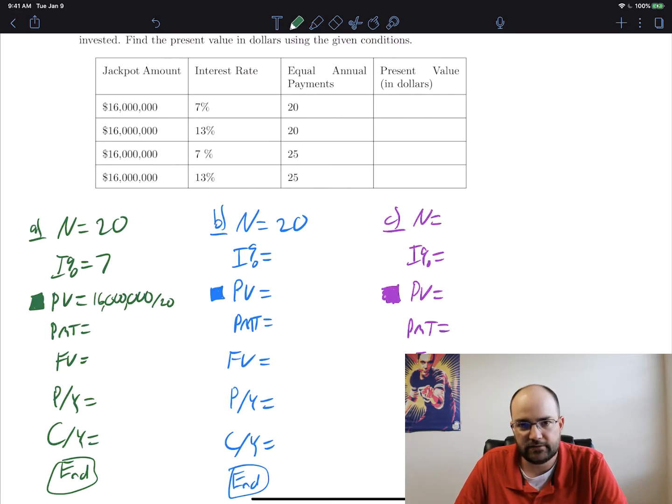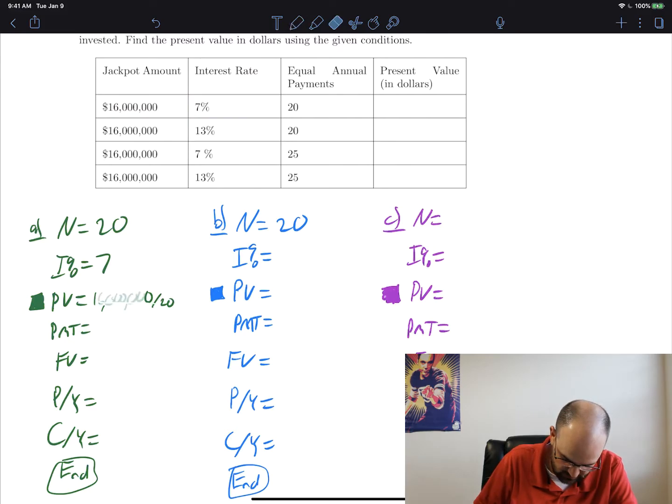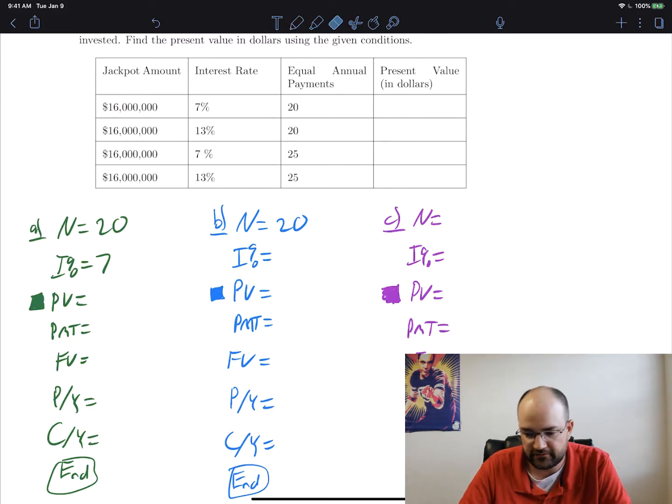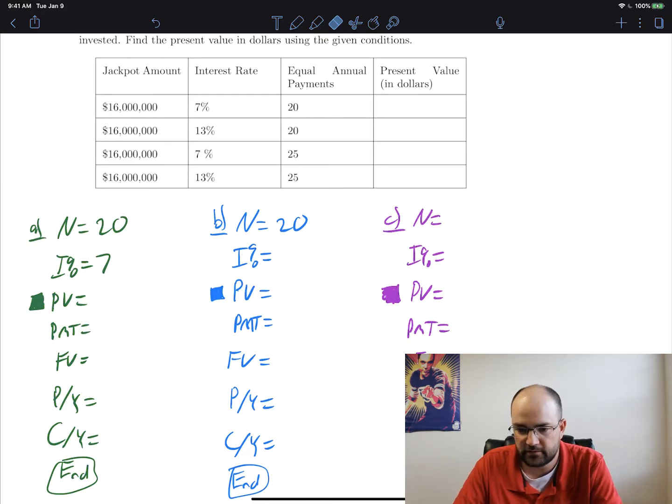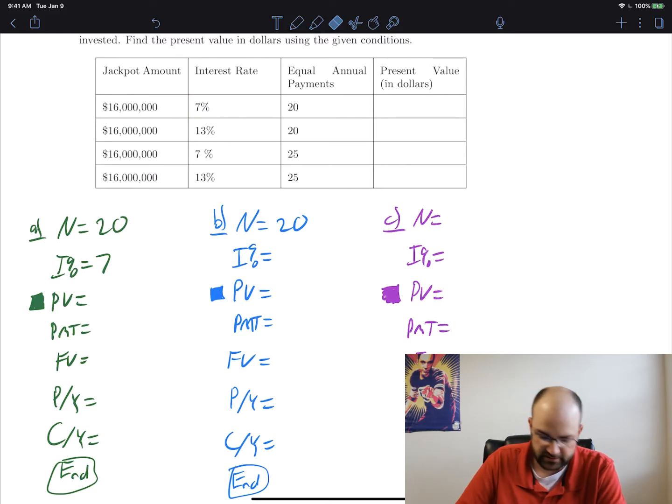The payment is exactly what I just typed in there. So 16 million divided by 20. In fact, let me just go ahead and type that into the calculator. 16 million divided by 20. $800,000, yeah.